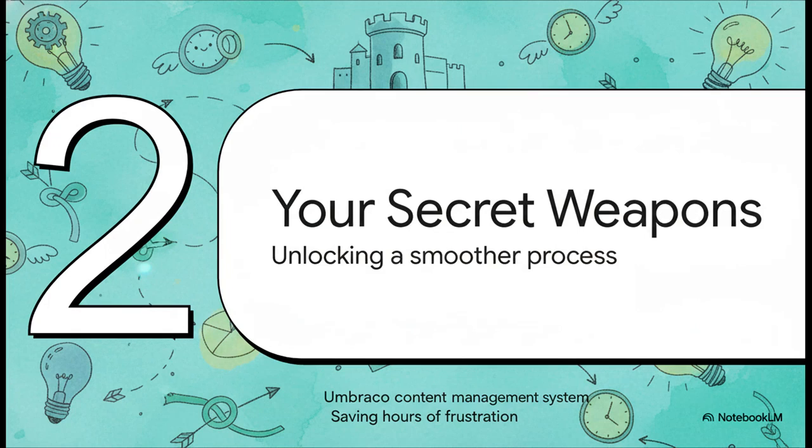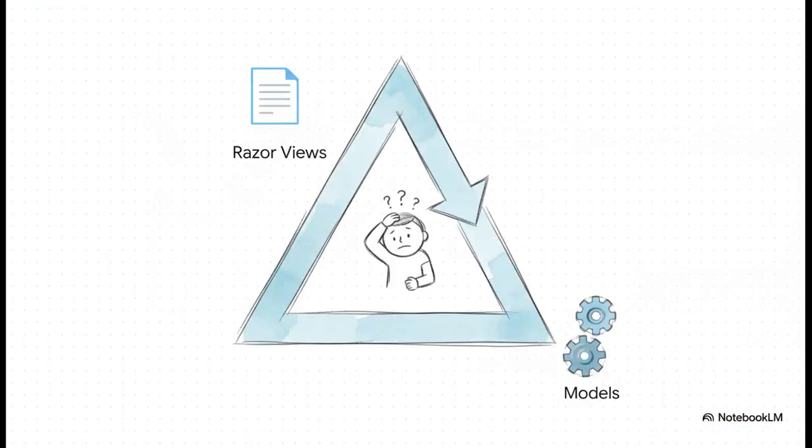Okay, section 2. Let's get to the fun part. Let's talk about the game changers. These are the secret weapons, the techniques that can completely unblock your upgrade and save you hours and hours of frustration. So this right here, this is the classic catch-22 of an Umbraco upgrade. Your Razor views are all broken because the models have changed. Okay, simple enough. But to regenerate those models, you need the project to actually run. But the project won't run because, you guessed it, the Razor views are broken. It's this vicious circle that can just bring everything to a dead stop.